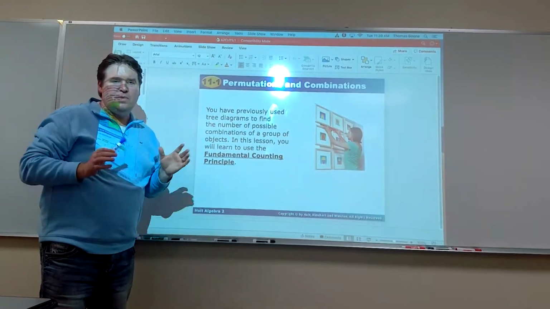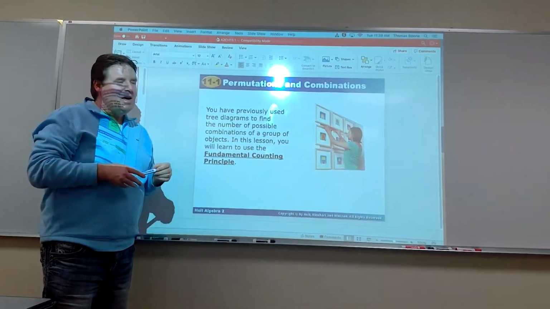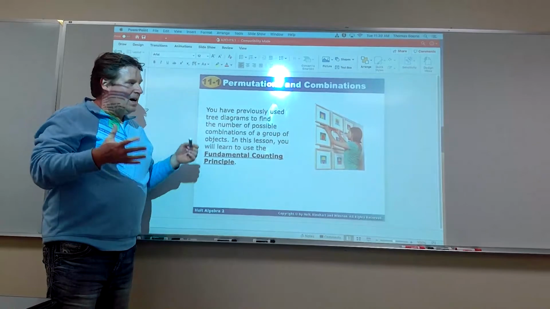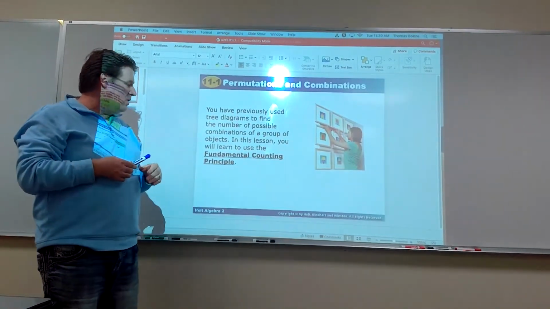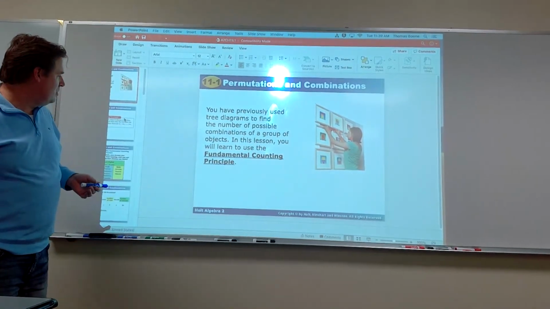We're going to talk a little bit about permutations and combinations. In chapter 11, of course, we're going to be doing a lot of statistical work. Some of the stuff you've seen before, we'll extend here. But first, we'll learn about the fundamental counting principle, which is learning how many different ways there are to do some things.